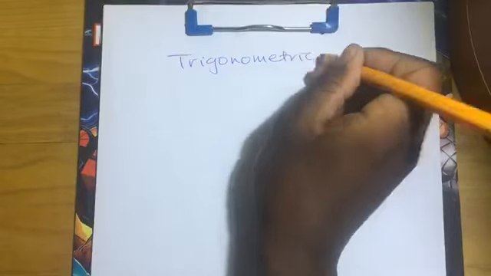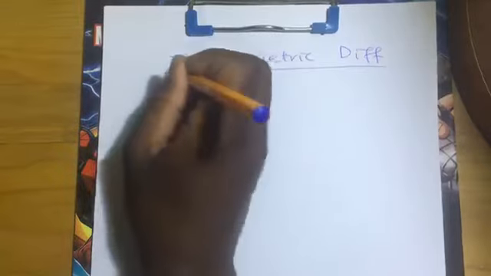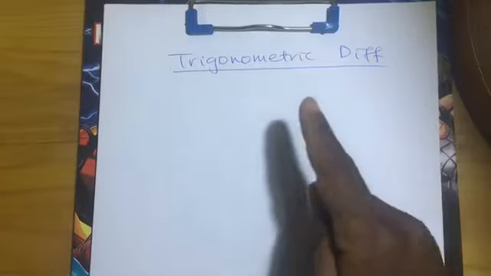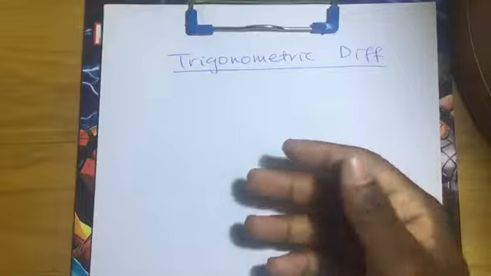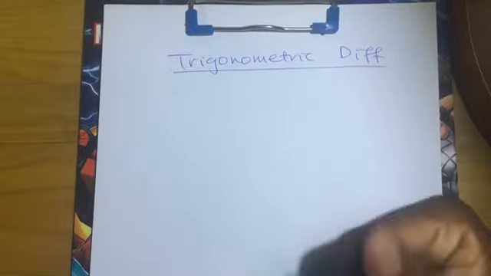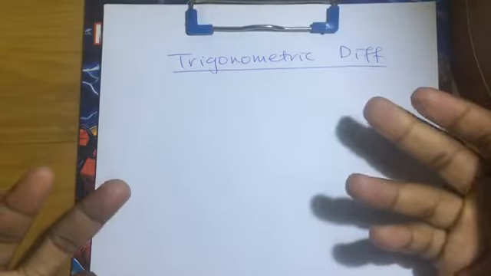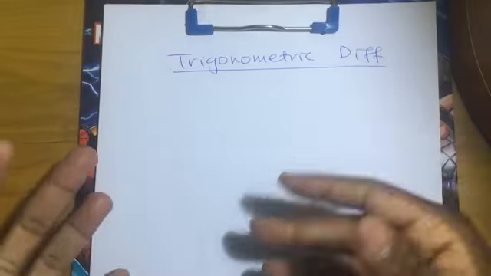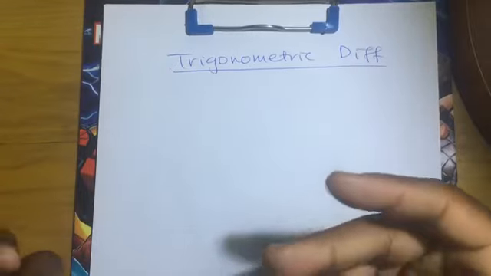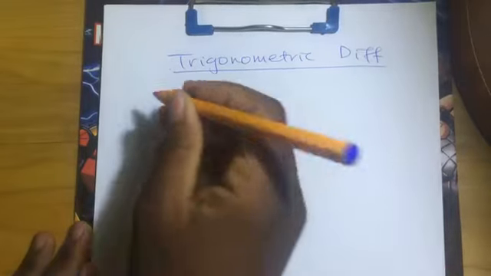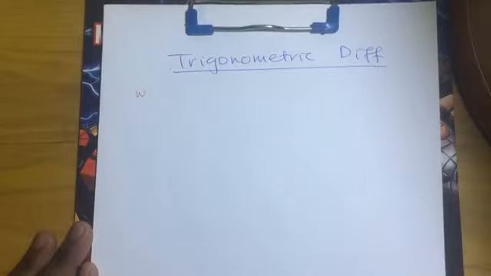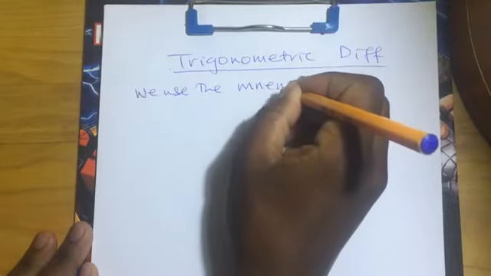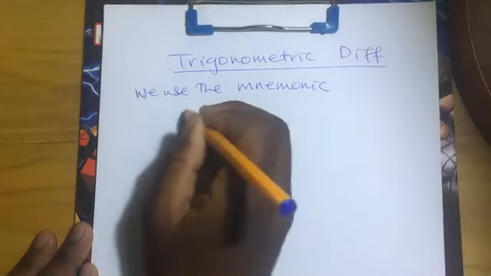Trigonometric differentiation. Now, you can't understand trigonometric differentiation if you've not done trig. That's why a lot of time was spent trying to teach the basics of trig, because all the topics that followed after required you to have a basic understanding of trig. As you can see, trig has appeared under calculus. So for trigonometric differentiation, we use the mnemonic SCAN. We use the mnemonic state cancel.